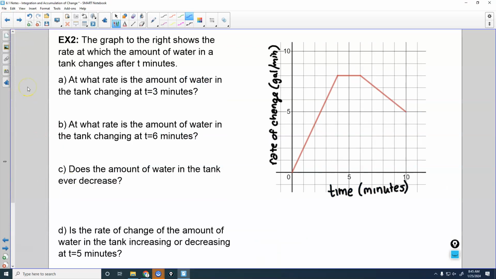The graph to the right shows the rate at which the amount of water in a tank changes after t minutes. So, A, at what rate is the amount of water in the tank changing at t equals 3? Okay, it would just be 6, because this is the rate that we're looking at. You would have 6 gallons per minute. Okay, what about at 6?